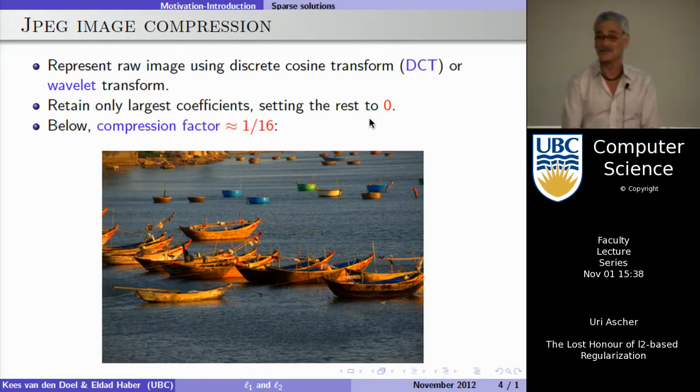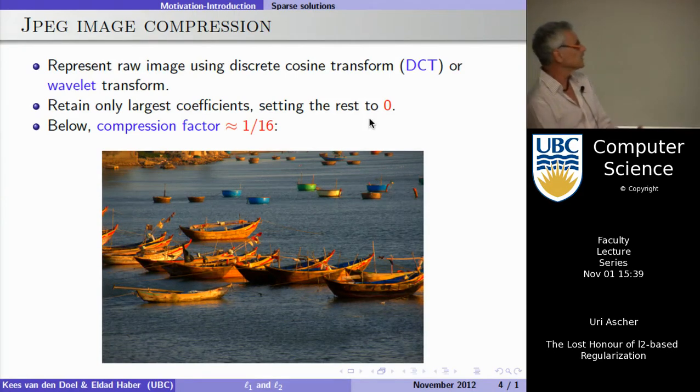This is the second or third time I give this talk, and each time I wonder how this picture will show up. And this, of course, depends a lot on the sort of devices that are used to project it to you. But it depicts boats in Vietnam, and it was taken by an SLR camera. And what you see here is a compression of the original by a factor of about 16. Okay, and so you have an image, usually a raw image. If you use a good SLR, you have a huge number of pixels. If you convert it using a DCT transform or a wavelet transform, you have a huge number of basis functions. In this case, it's about 12 million.